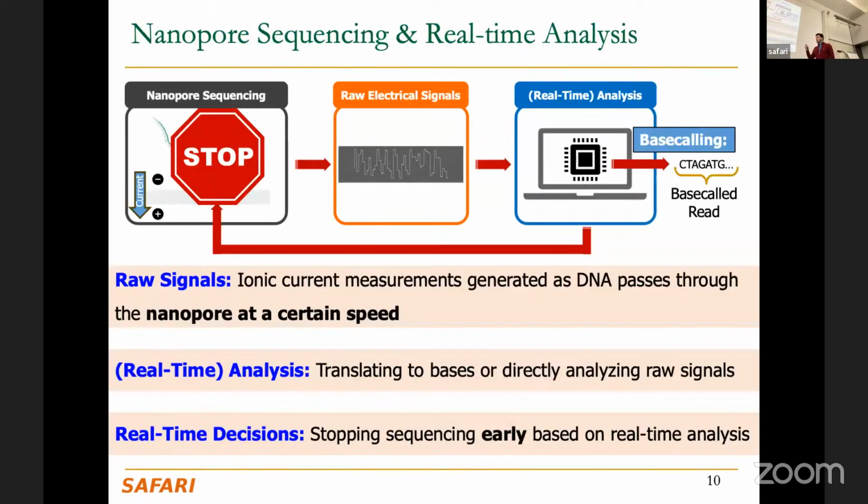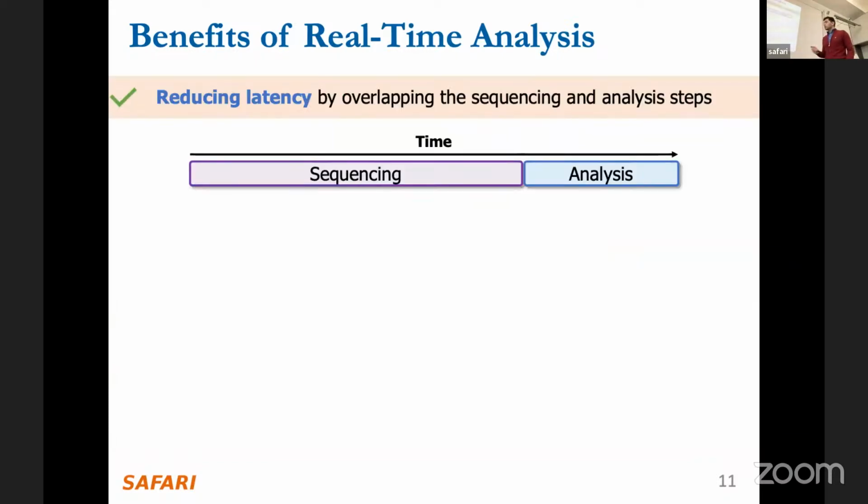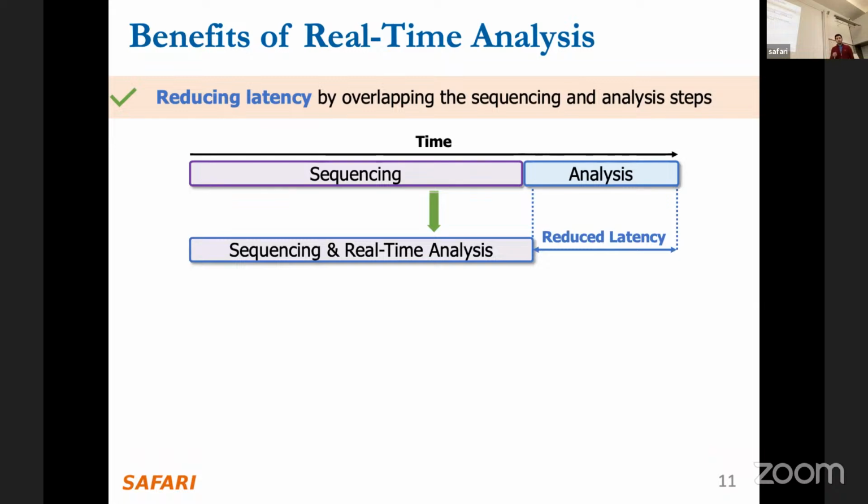So these, especially this decision making, can only be enabled effectively with real-time analysis. So then let's cover the benefits of real-time analysis. One benefit is that usually we first sequence the DNA, and then after sequencing, we analyze it. But real-time analysis enables us to reduce the latency by overlapping the sequencing and the analysis time.